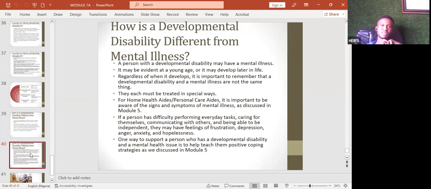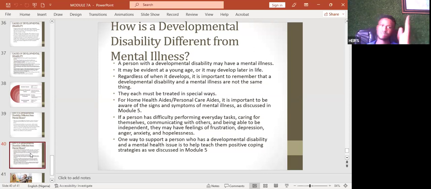Again, a person with a developmental disability may have mental illness. It is possible for someone with a developmental disability to also have mental illness, but it doesn't mean that anybody with a developmental disability has mental illness. A person may have both, and it may be evident at a young age or it may develop later in life. So they are two different things. The fact that they exhibit both doesn't mean that one influenced the other. They had both because both developed.